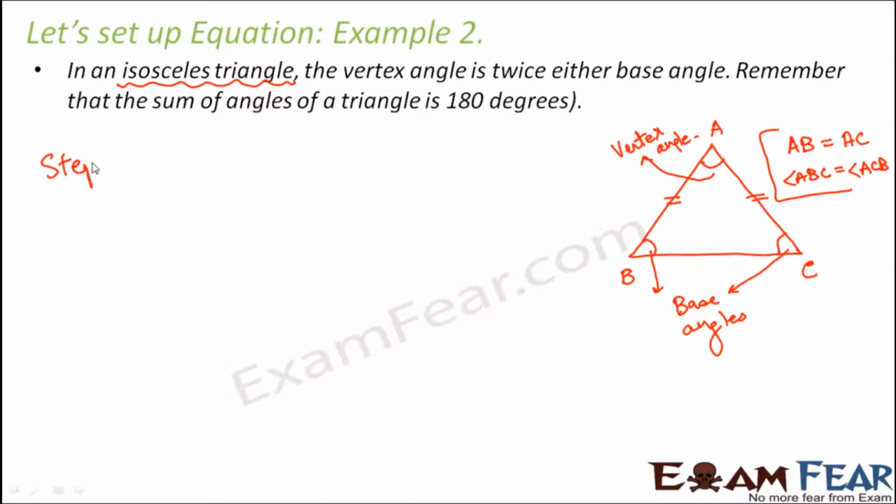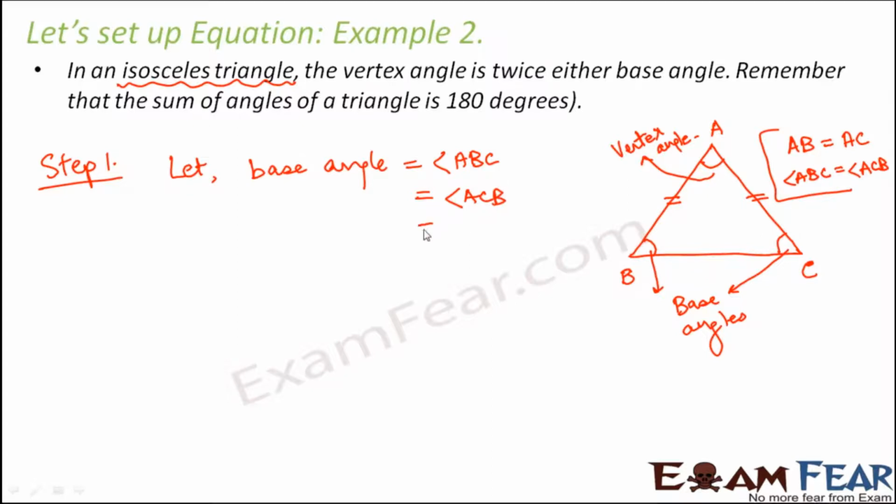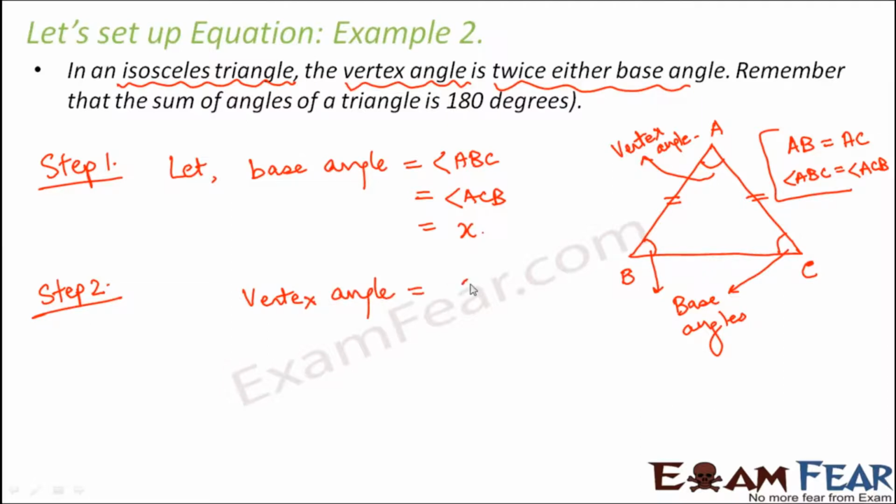So in step 1, what do we do? We assume that the base angle, which is equal to angle B or angle ABC, which is also equal to angle ACB, is equal to x. So we have assumed, and our first step is over. In the second step, let's make a mathematical expression based on the condition that is given. The condition is that the vertex angle is twice either base angle. So the vertex angle will be equal to twice the value of each base angle. So it will be 2x.